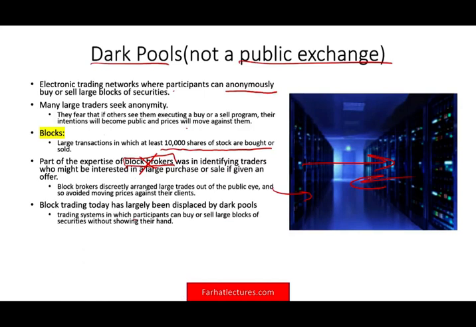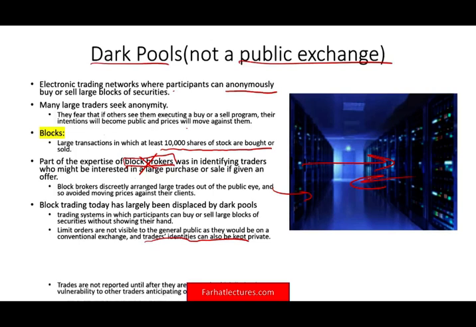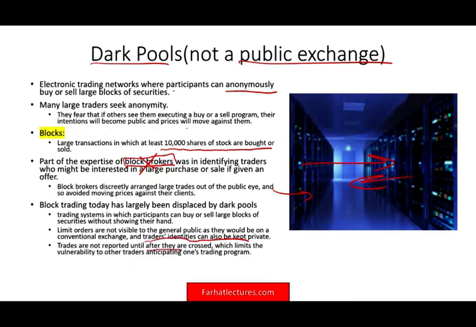So it's a trading system in which participants can buy or sell large blocks of securities without showing their hand. Showing their hand means you don't know until after the trade is done. So limit orders are not visible to the general public as they would be on the conventional exchange. So nobody knows. And the trade's identity is also kept private, so no one knows who bought and who sold. Trades are not reported until after they are crossed. That means they are executed, which limits the vulnerability to other traders anticipating one trading program. So you will know after the fact that it occurred, but that's too late. You can no longer front run them, whether buying or selling.